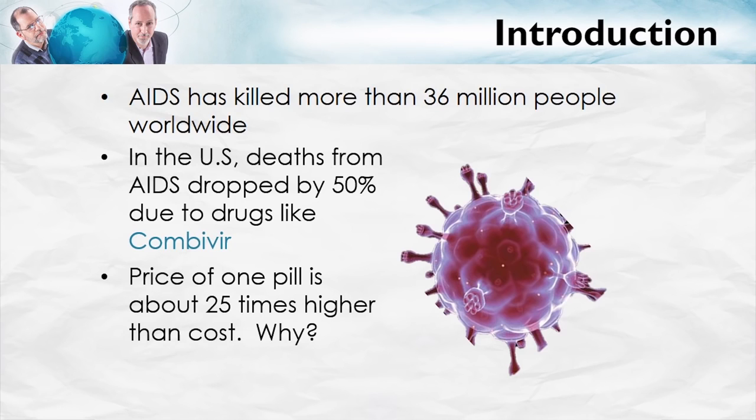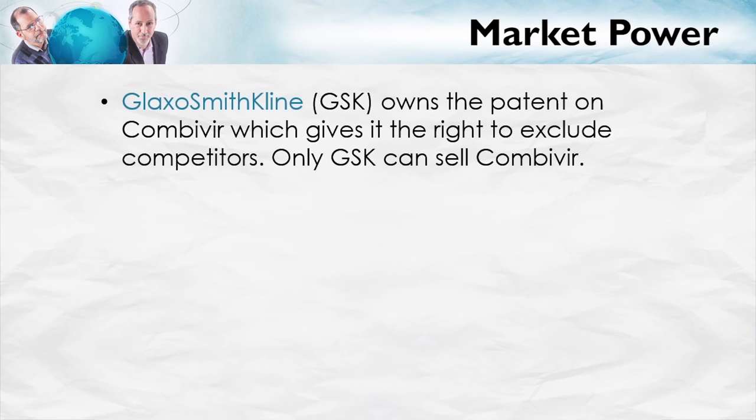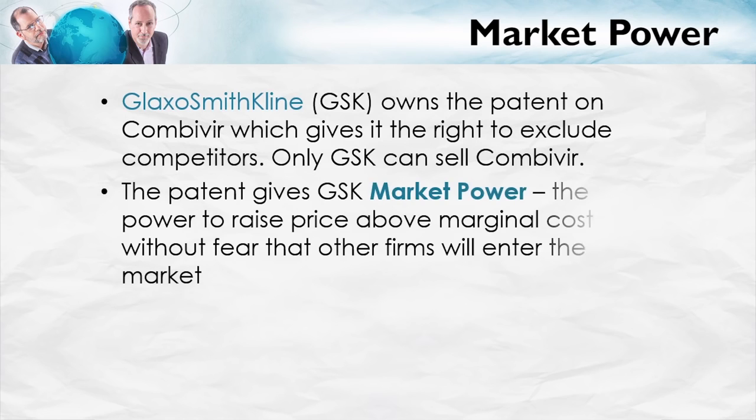And they're expensive not because it costs a lot to manufacture these drugs. The per-pill costs of production are actually quite low. Instead, these drugs are expensive because of the subject matter of this chapter, monopoly. GlaxoSmithKline, or GSK, owns the patent on Combivir, and that means that it has the right to exclude competitors. Only GSK can legally sell Combivir. The patent gives GSK a monopoly, or more generally we say it gives them market power.